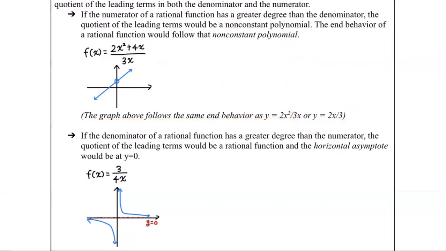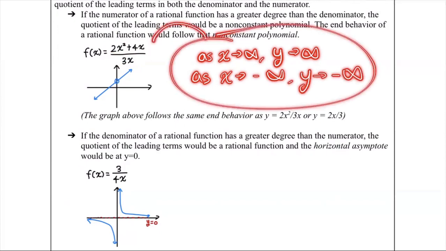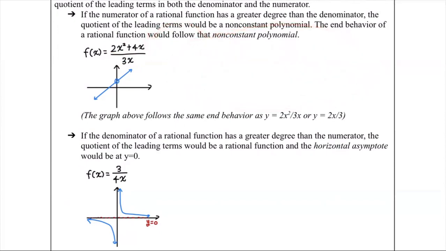Y equals 2x over 3 essentially has an end behavior of as x goes to positive infinity, y goes to positive infinity, and as x goes to negative infinity, y goes to negative infinity. So that's essentially the end behavior of this rational function.